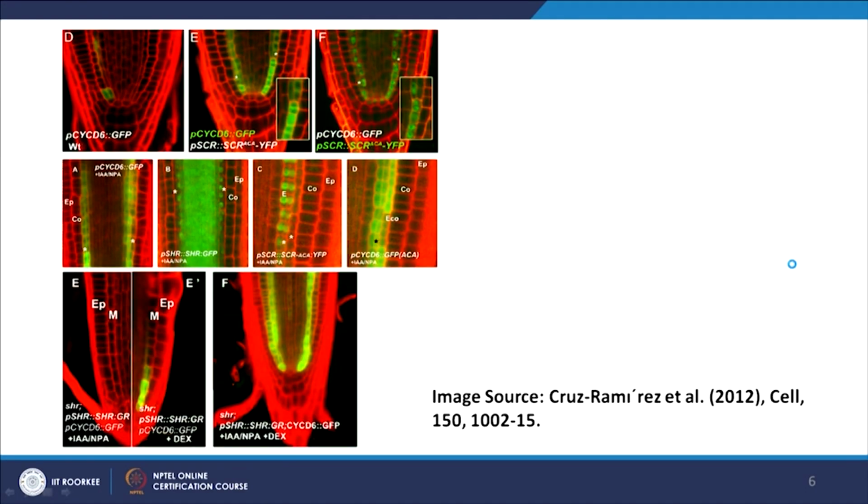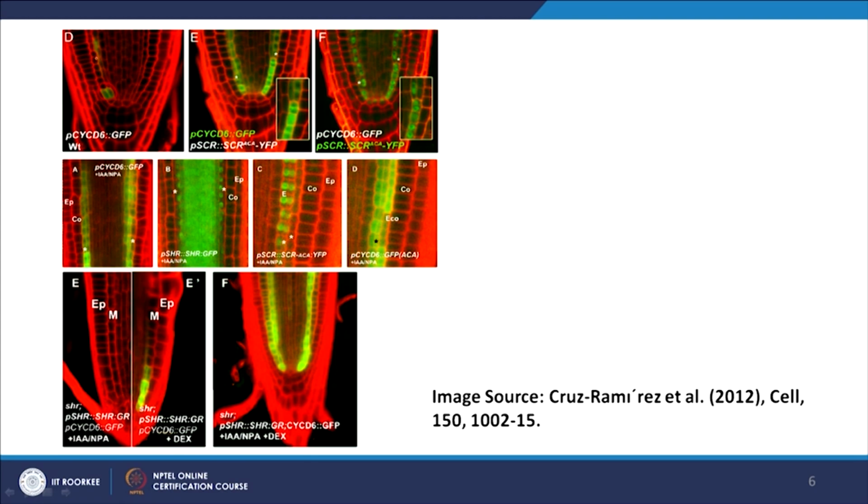Another important thing you will see here is a very interesting gene called cyclin D6. If you look at its promoter fusion construct, this gene is expressed very specifically in the daughter cells of CEI. When CEI undergoes the first round of cell division, you can see this cyclin D gene is expressed, but immediately after that its expression totally disappears.